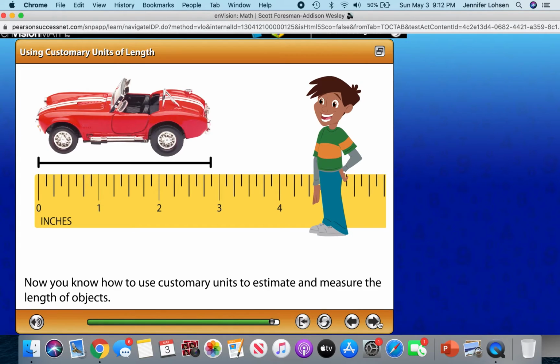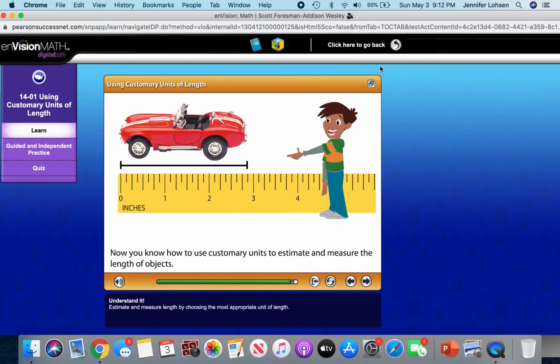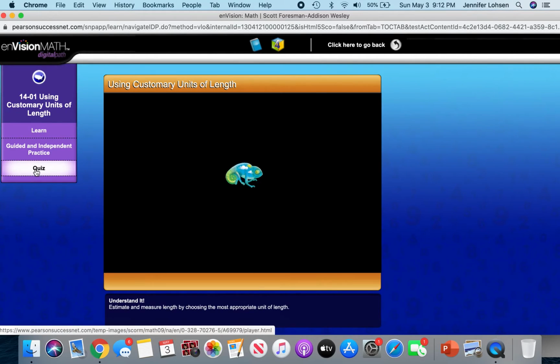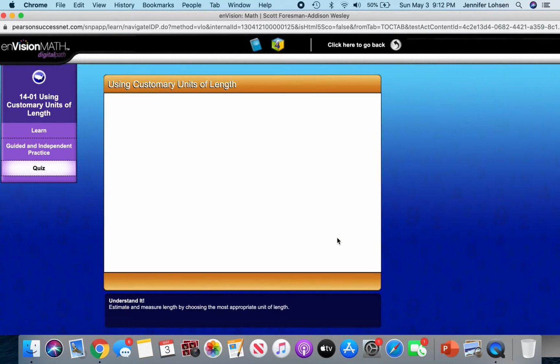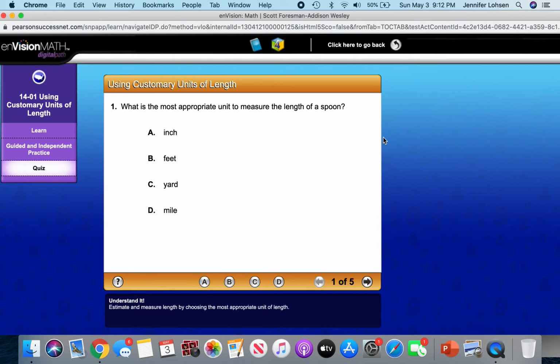Now you know how to use customary units to estimate and measure the length of objects. Awesome. What I would love to do with you guys is go ahead and do our quiz. Now, it's not going to be as much fun because we don't all have our dry erase boards and all of our stuff, and we can't be doodling, but it's all right. We're going to go through it anyway. So let's look at these questions together, okay?